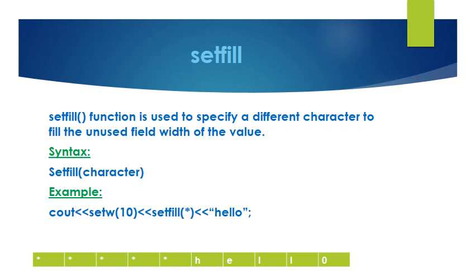Now look at this example code. Here in cout we have set the field width as 10, and next we have set the setfill to the asterisk symbol. So in the output 10 spaces will be allocated for the given string hello. Here the first 5 will be filled with the asterisk symbol instead of empty spaces, and the next 5 will be filled with hello. So this is the use of setfill.